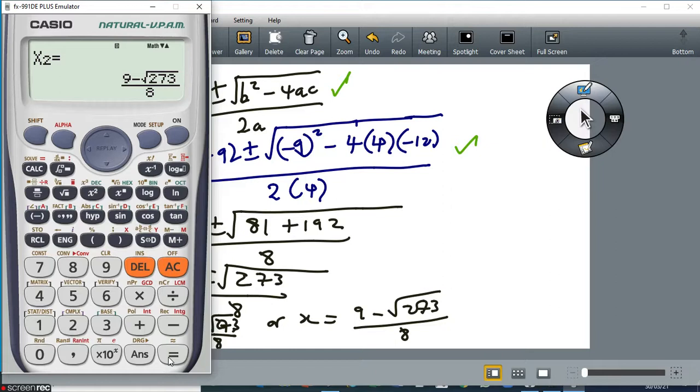Now you can convert those answers to decimal as well. Sometimes you may be requested to leave your answer as a decimal, so you just press S to D. Okay, this one is not allowing me. Okay, it is. So you end up getting, to two decimal places, minus 0.94. Please be aware of those two answers. You can be asked to leave your answer in surd form or as a decimal to two decimal places.